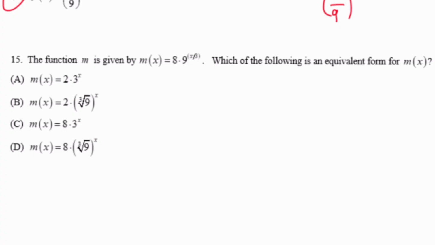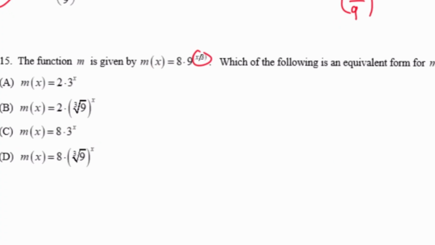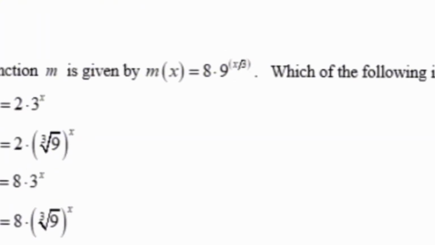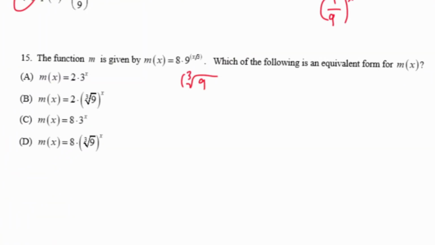So the last question, number 15, we have m of x here. We have division there, so this is going to be the cube root of 9 to the power of x, and times 8 on the outside. So that's just our answer. It does feel a little bit quick, but if you want more, step 2 of this, it might be simpler for you to say 8 times 9 to the power of 1/3. And it might help you understand it more.